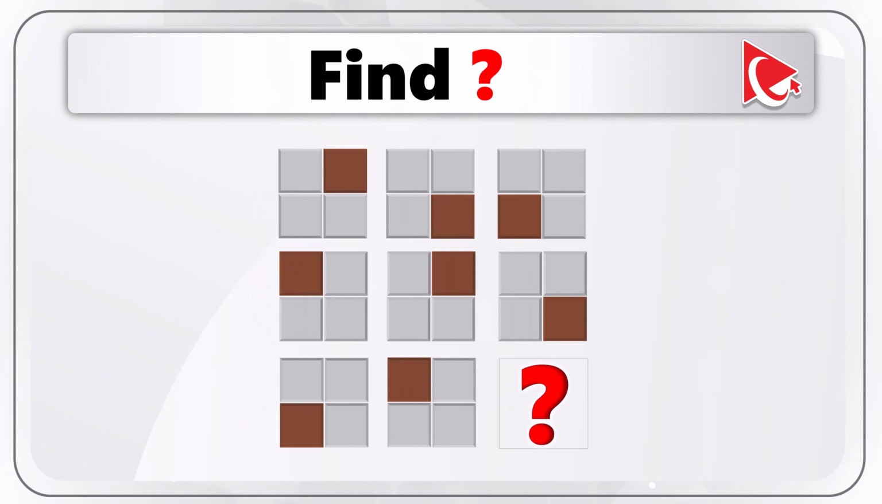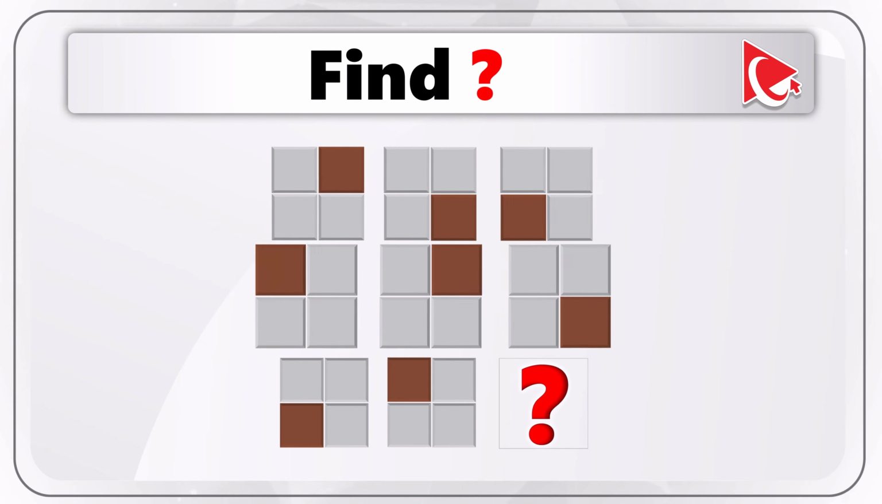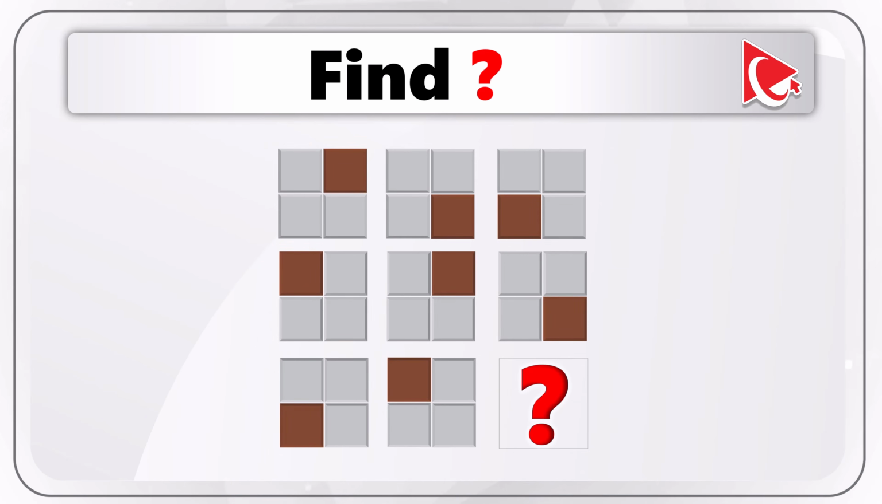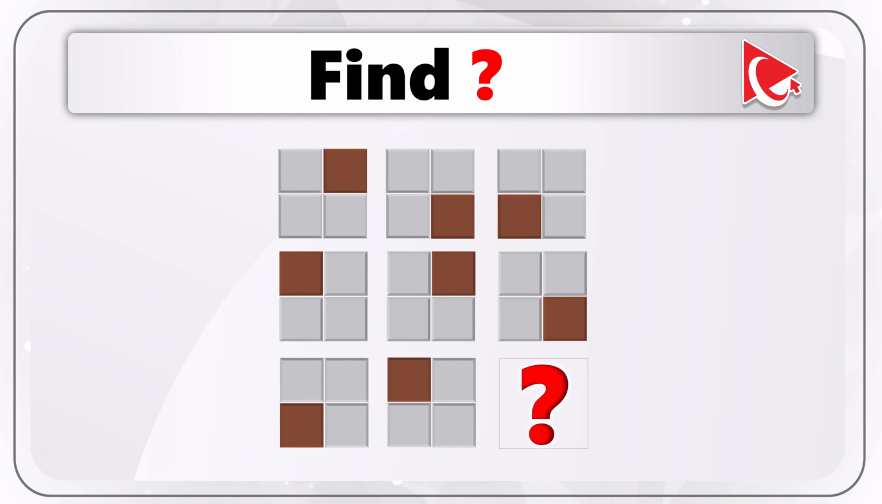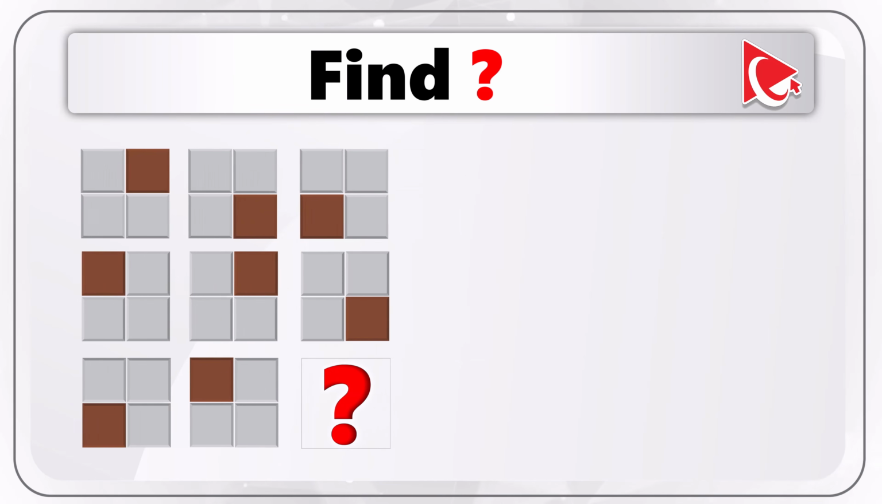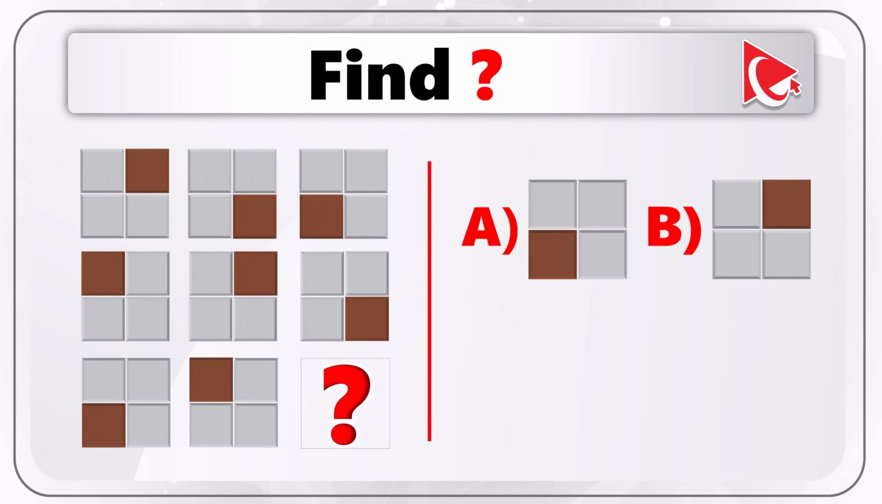You're presented with the 3x3 matrix. Matrix consists of large squares. Each large square has 4 small squares inside. There are 8 squares presented, and the 9th square is missing. You need to determine and select the missing square out of 4 possible choices. Choices A, B, C, and D.